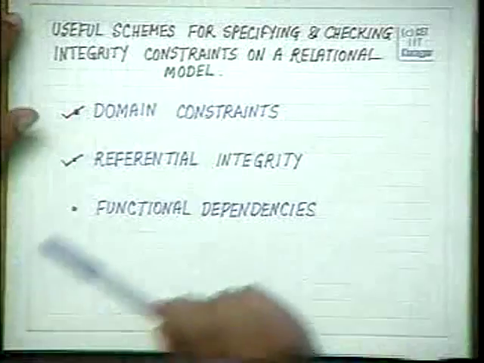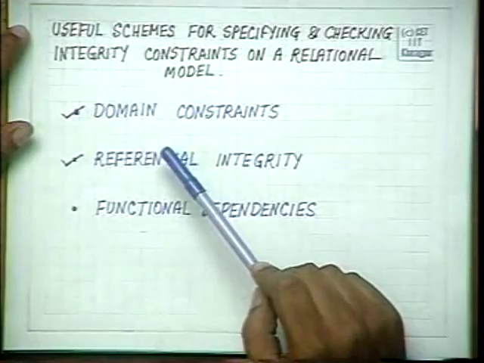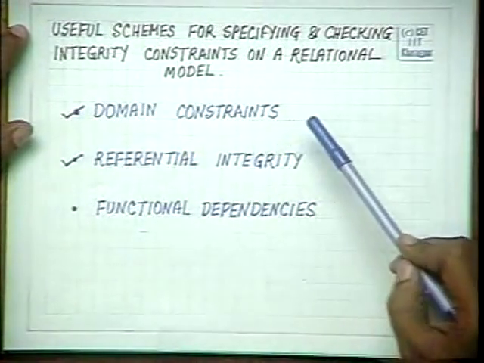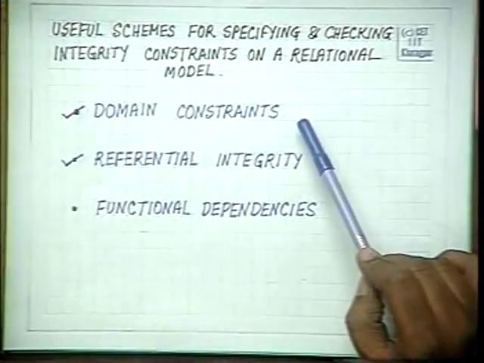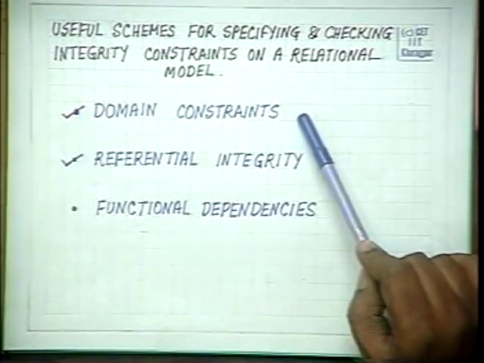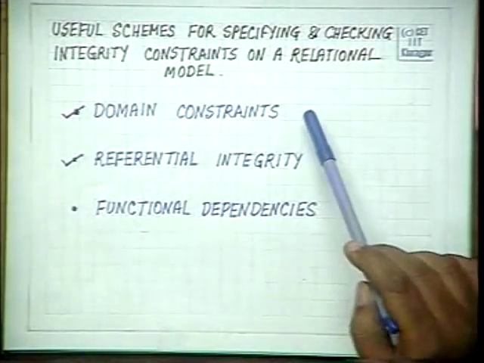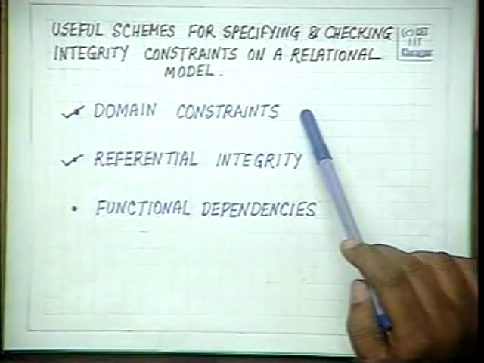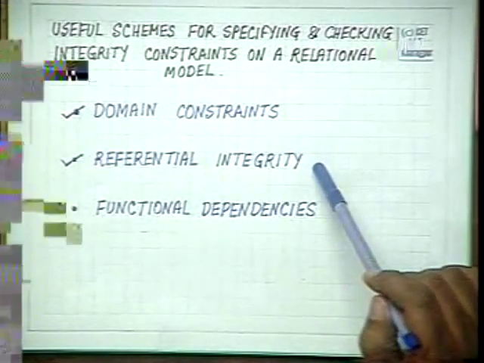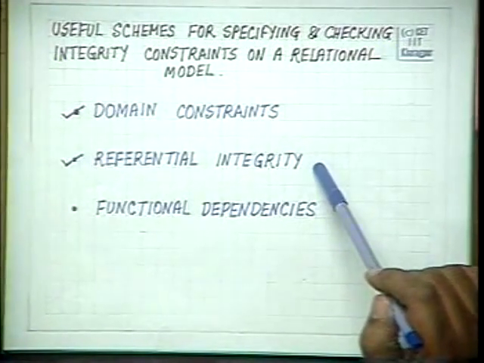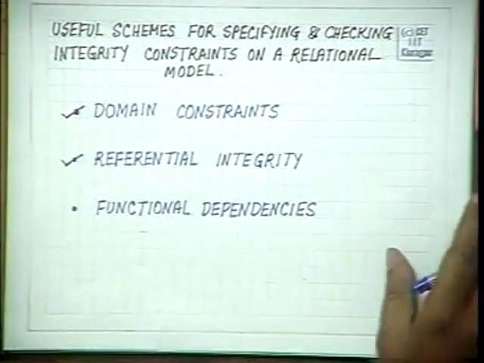In this lecture, we shall discuss functional dependencies. Firstly, we were discussing integrity constraints, and in integrity constraints we saw that we have got several schemes for specifying them, namely domain constraints, referential integrity and functional dependencies. We have already seen what domain constraints are and how they are specified and checked. We have also seen the concept of a foreign key in referential integrity, and now we shall move on to functional dependencies.